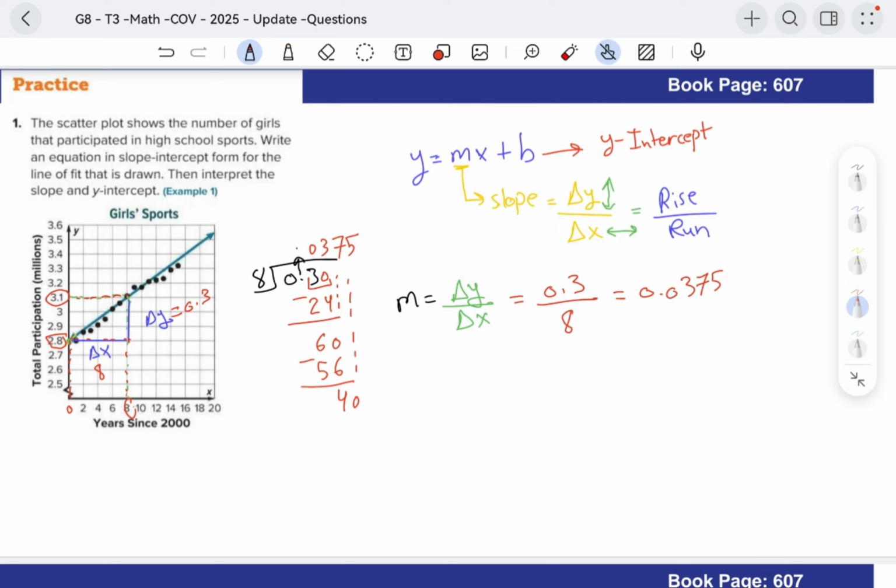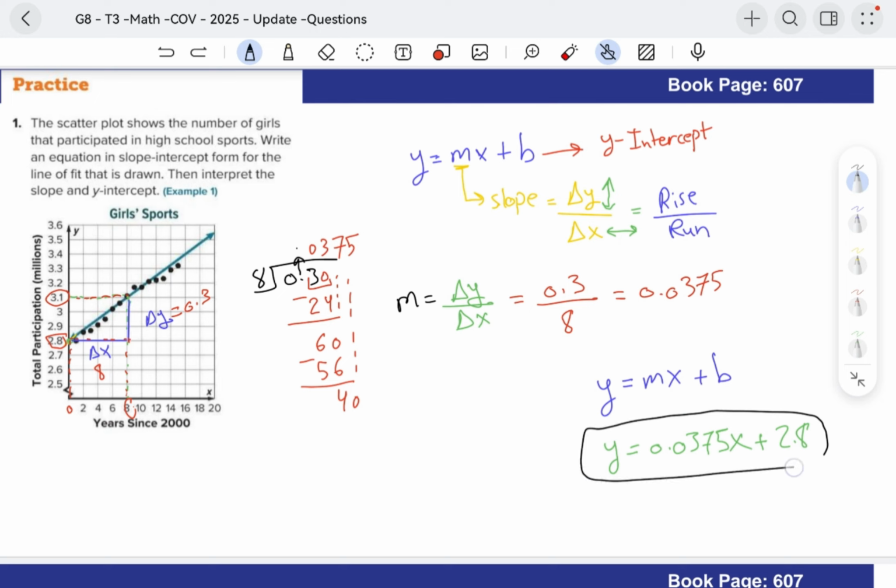0.0375. Now we're going to substitute in the equation. This is the equation we have: y equals mx plus b. The value for m is 0.0375. So y equals 0.0375x plus the initial value, which is 2.8. So this is the equation that represents the line of best fit.